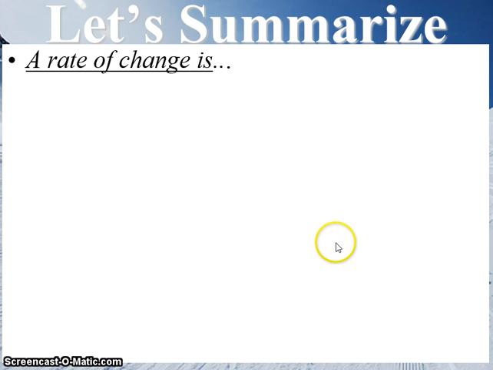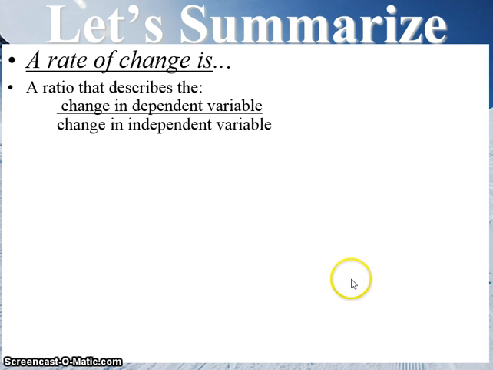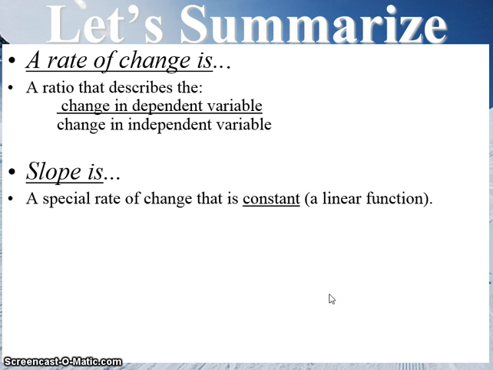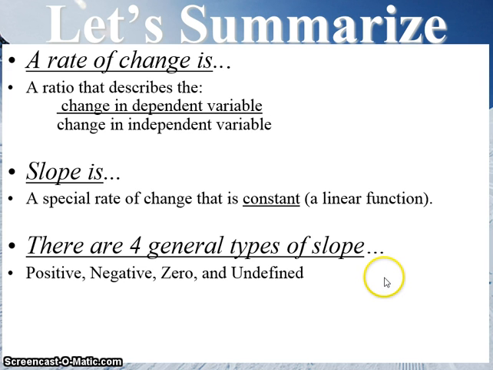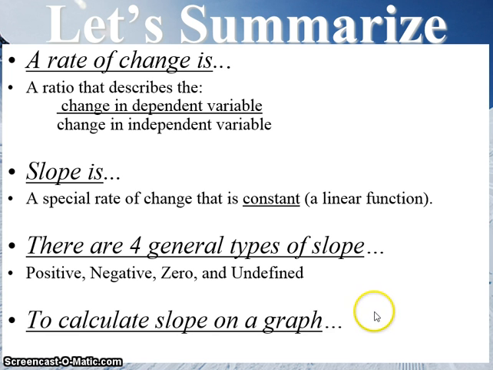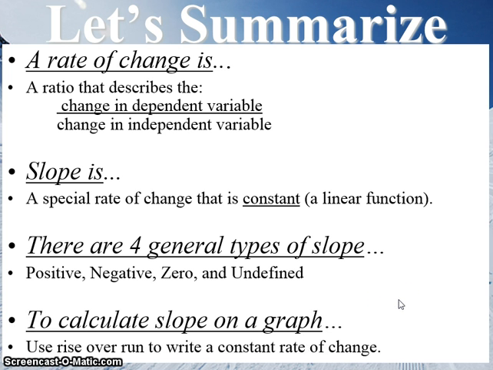Now, let's summarize what we've learned. We've learned that a rate of change is a ratio that describes the change in the dependent variable to the change in the independent variable. We've also learned that slope is a special rate of change that is constant. In other words, it describes a linear function. We also learned that there are 4 general types of slope. Positive goes upward, negative goes downward, 0 remains constant, and undefined, which is a vertical line, which is not a function at all, and therefore cannot have slope. And to calculate a slope on a graph, we can use rise over run to write a constant rate of change.